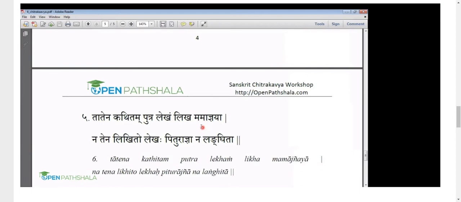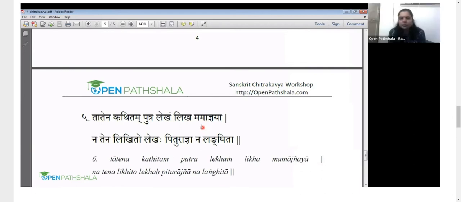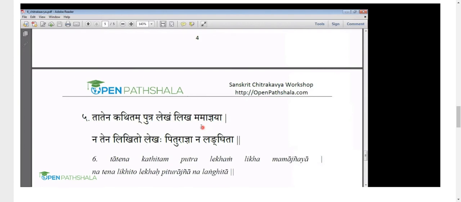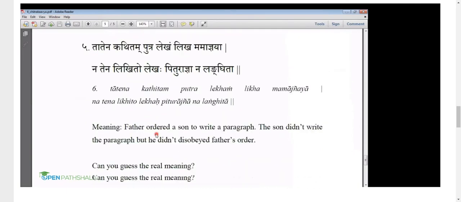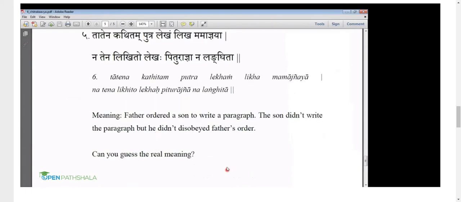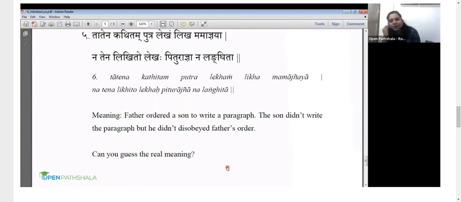The father said to the son, you write something as per my order, as per my instruction. He bent down his head and then did what the father wanted him to do. Yes. Right. So, pituradnya na langhita. Does anyone of you know this kind of verses, more shlokas?